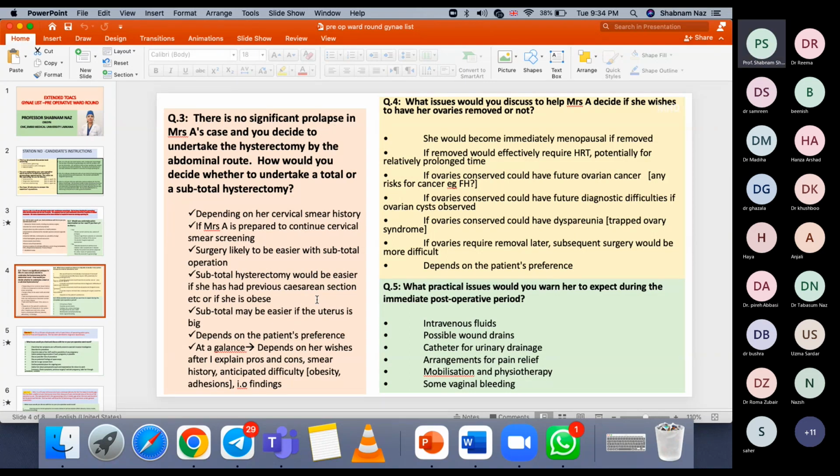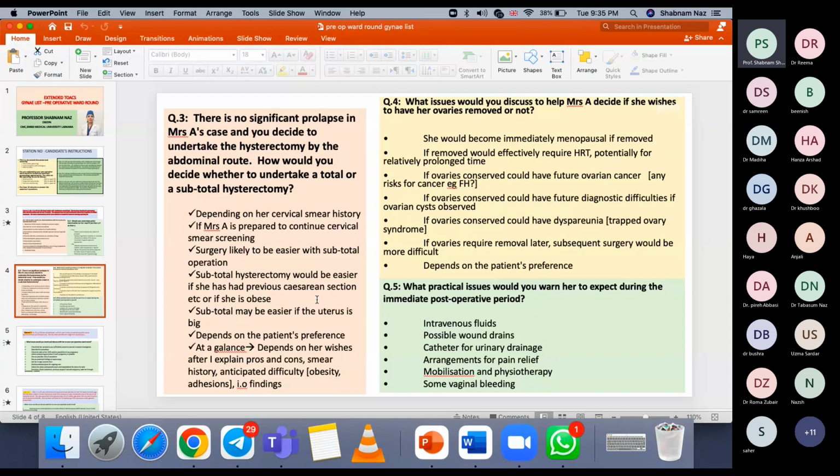If the ovary is conserved, there is a future risk of ovarian cancer, which is 1.4% in the general population. If the ovary is conserved, there could be future diagnostic difficulties if she has an ovarian cyst because of the adhesions. If the ovary is conserved, there is a risk of trapped ovary syndrome and dyspareunia. If the ovaries require removal later in life due to any problem, the subsequent surgery will be more difficult. So these are the cons of conserving the ovaries. Okay, these problems can happen.